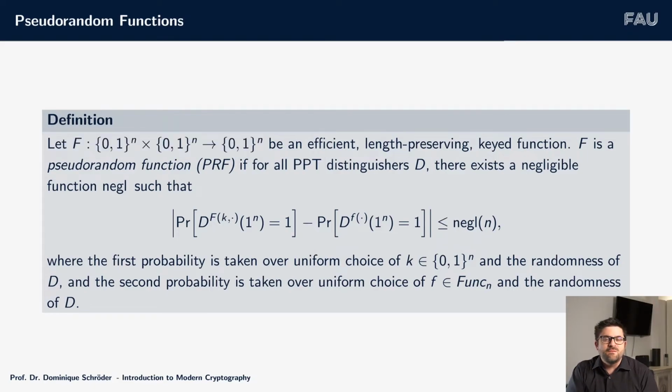So now what does it mean for a keyed function to be pseudorandom? Intuitively, what we would like to achieve is that the function somehow looks like a random function.